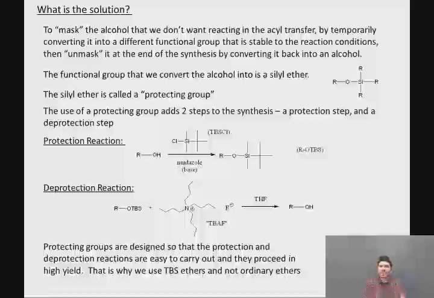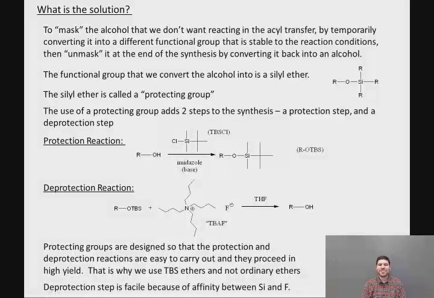Silicon is less electronegative than carbon is, therefore it's more electrophilic. It is attacked by the neutral alcohol as a nucleophile in the reaction. Because it is easier to attack it, it is possible to carry out that reaction under milder, neutral, slightly basic conditions. And the deprotection step is particularly facile because silicon and fluoride really like each other.